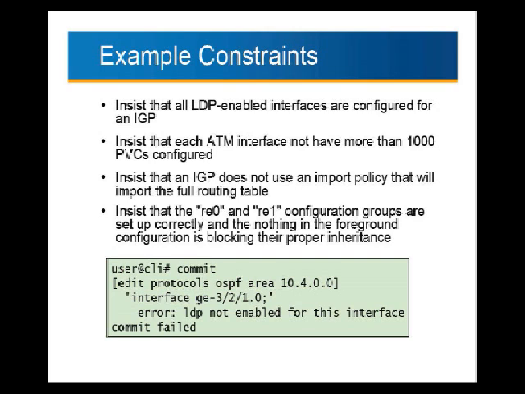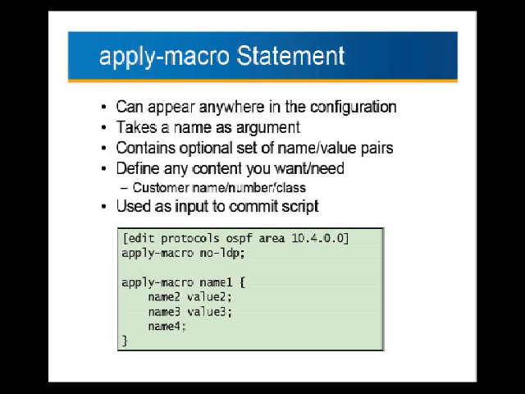In this case, I'm missing a LDP configuration for a particular interface. In addition, I can take that rule that says, my IGP and LDP have to be co-constrained, and give myself a get out of jail free card from the start. I can say, I'm only enforcing this rule if you don't tell me not to. Here's an apply macro statement that says don't configure LDP for this OSPF area. Apply macro is a statement that can appear anywhere in the Junos configuration. It takes a name argument and can contain name value pairs. The contents of it are completely up to the user.